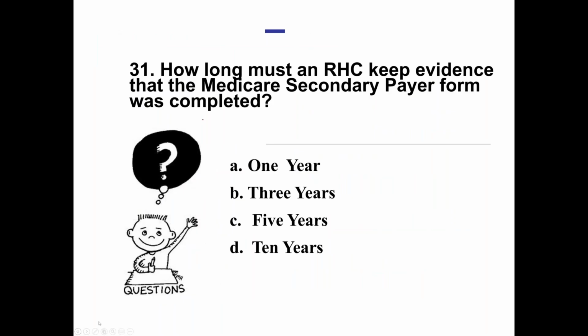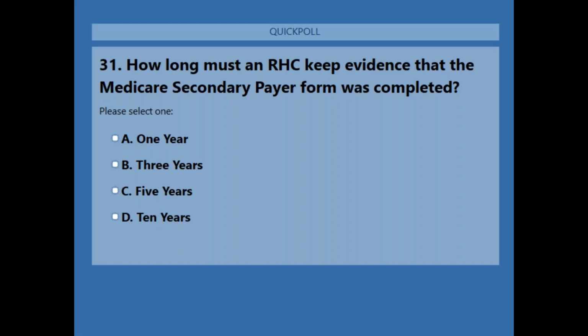So keep this. Okay, our next question is: how long must an RHC keep evidence that the Medicare Secondary Payer form was completed? 1 year, 3 years, 5 years, or 10 years?